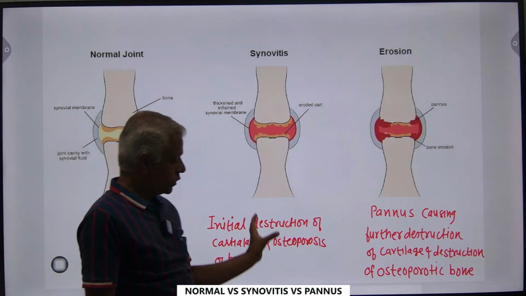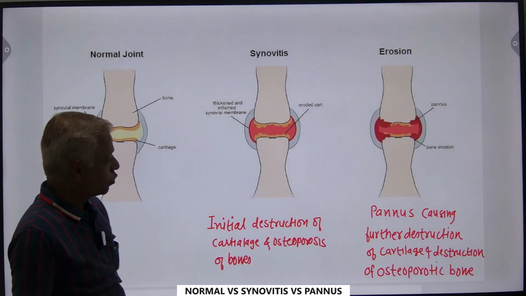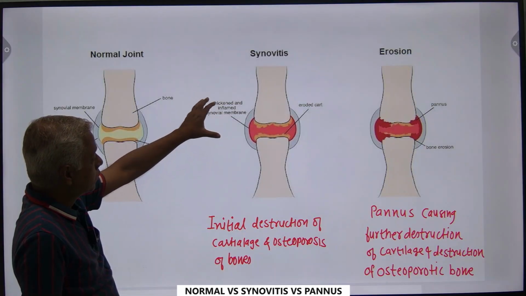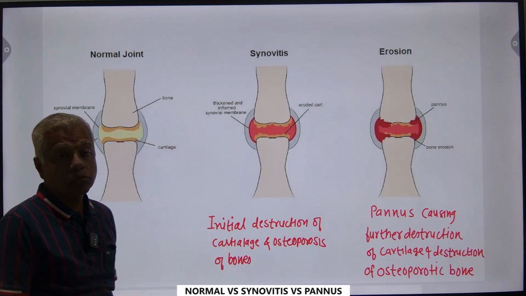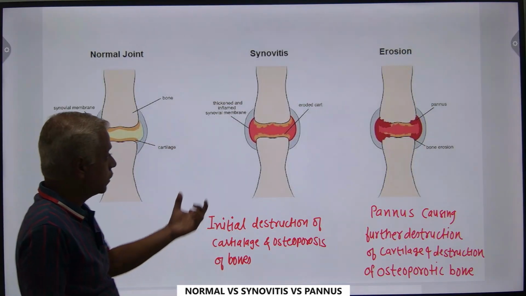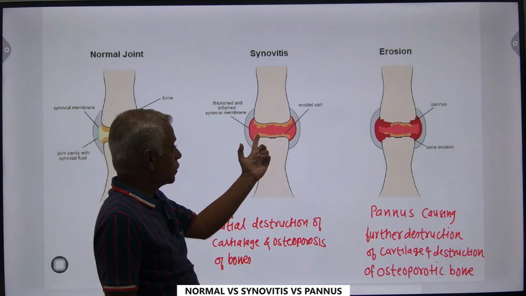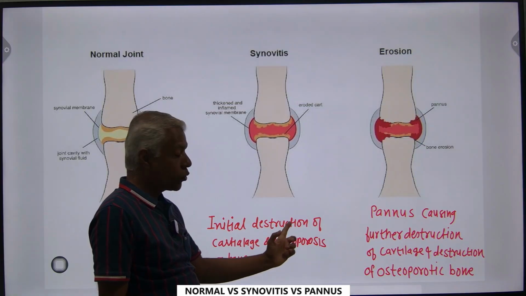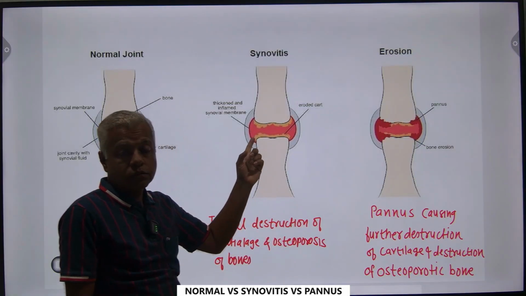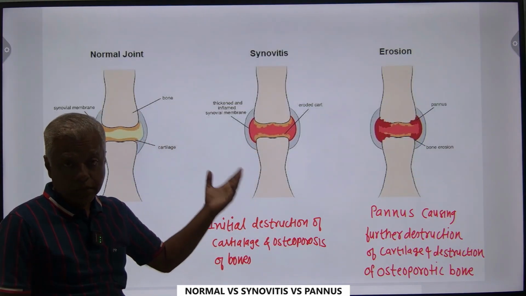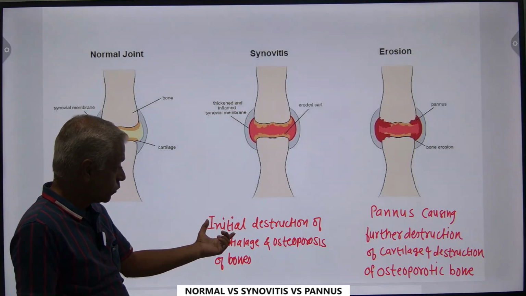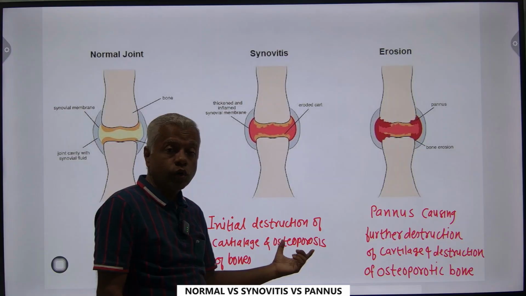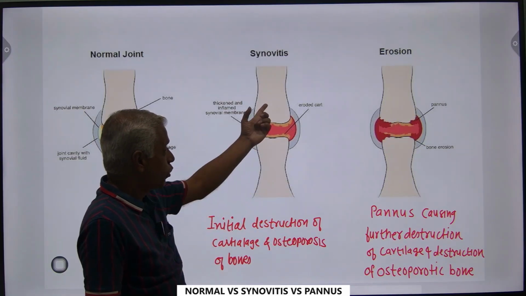So we will see these things in the next notes, but for the moment what is important is that when there is a synovial hyperplasia, there starts the destruction of the cartilage, or what we call the initial destruction of the cartilage. So in the synovitis stage or hyperplastic synovitis, we get initial destruction of the cartilage as well as osteoporosis of the involved bone.